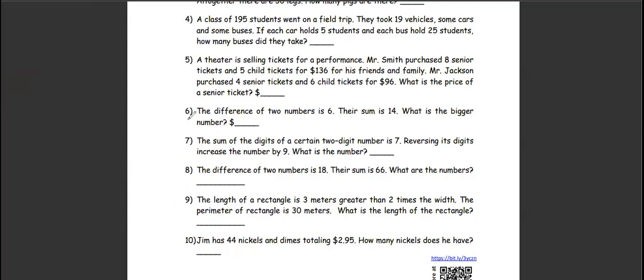Okay, let's move on to question number 6. The difference of two numbers is 6, and their sum is 14. What is the bigger number? Let's call the bigger number big, and the smaller number small. Their sum is 14, and the bigger one minus the smaller one is going to be 6. So it's an easy one.